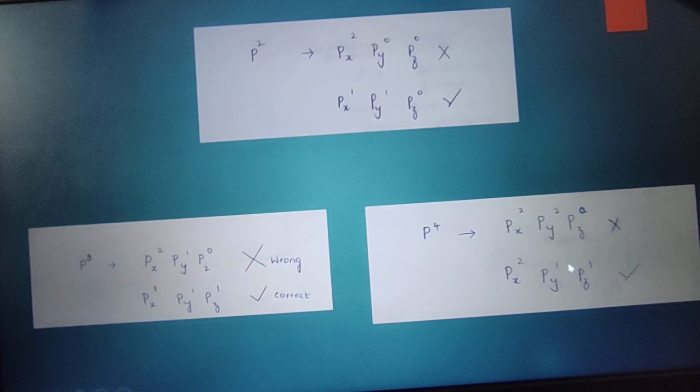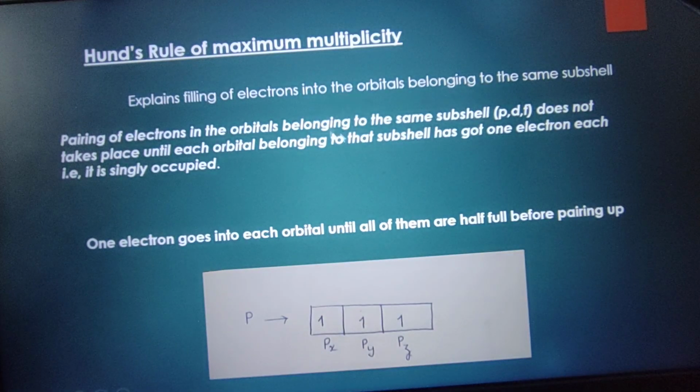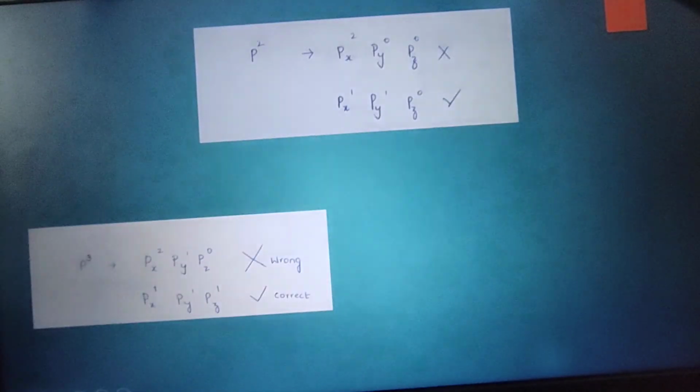For p⁴, here px¹, py¹, pz¹ and the fourth electron may enter into px or py or pz. So for convenience we are writing px², py¹, pz¹, but we cannot write px², py², pz⁰. So according to Hund's rule of maximum multiplicity, the electrons must fill all the orbitals present in the same subshell first, and then it should start pairing up. So this is Hund's rule of maximum multiplicity.